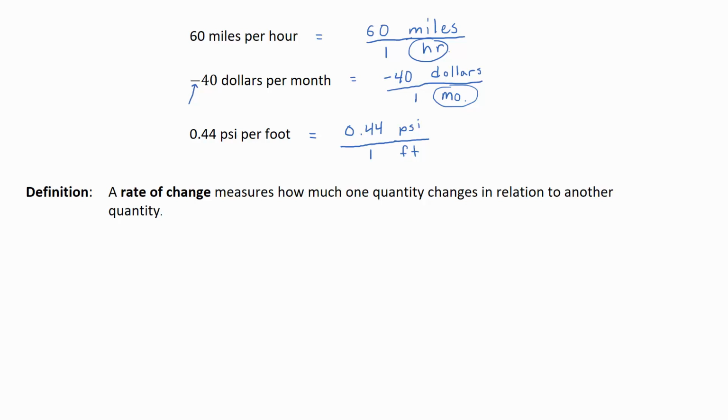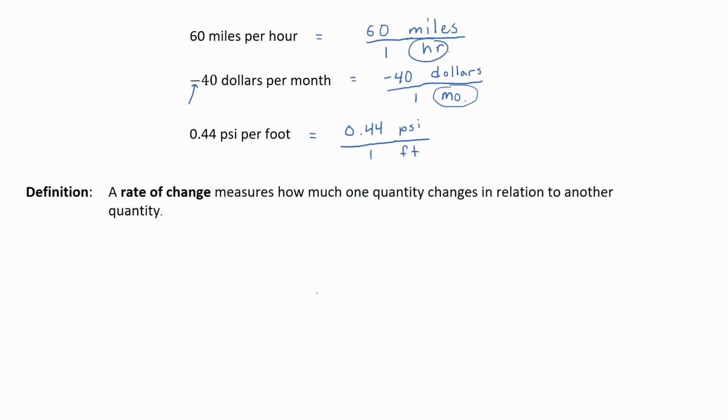It's still comparing, okay, what is this comparing? Where did I get this from? This is the approximate increase in pressure on your body measured in pounds per square inch per every 1 foot you go down in the ocean. And so it's still comparing two different quantities, the PSI, pounds per square inch, on top, and then feet on the bottom. So it's still a rate of change.